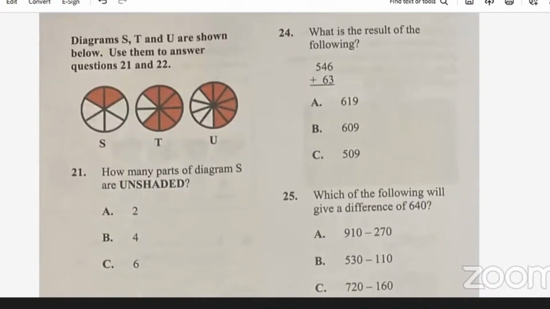All right, so question 21. It says diagrams S, C, and U are shown below. Use them to answer questions 21 and 22. So they're different diagrams and they have been shaded in different parts. Now, question 21 says, how many parts of diagram S are unshaded? So for diagram S, the unshaded parts would be these.